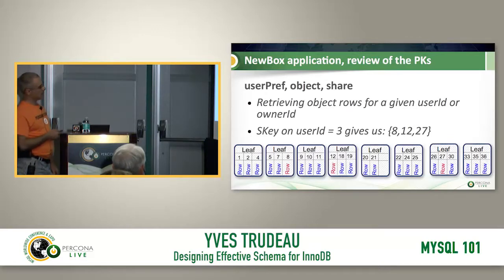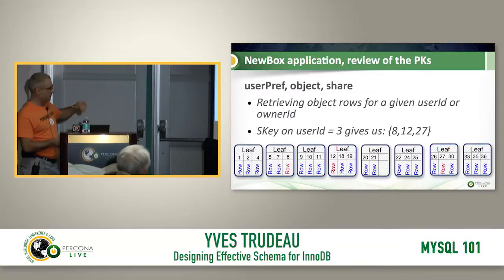User pref, objects, share. Those are all tables that have a child relationship with user. So when a user logs in and wants to retrieve the prefs, it will have to go to the user pref table and retrieve all the preferences based on the secondary key value. Same for object and share. So let's say we did the search on the secondary key for user ID equal 3. It returned 8, 12, and 27.